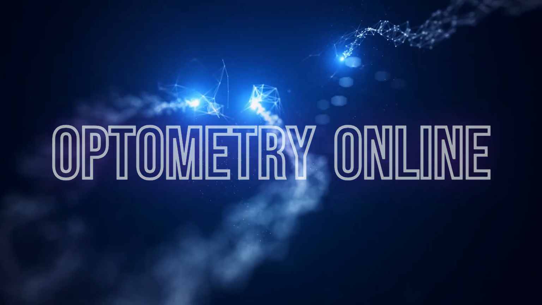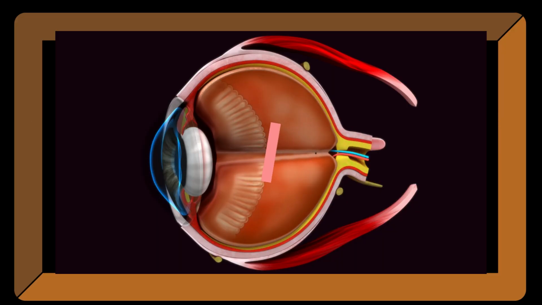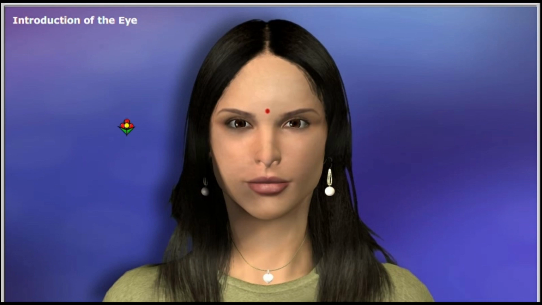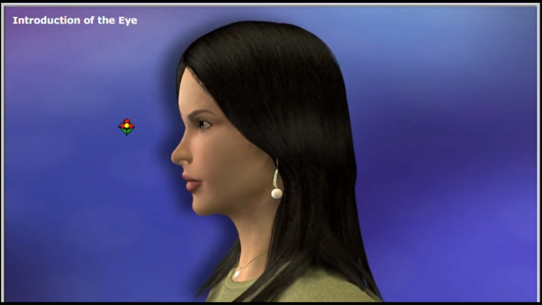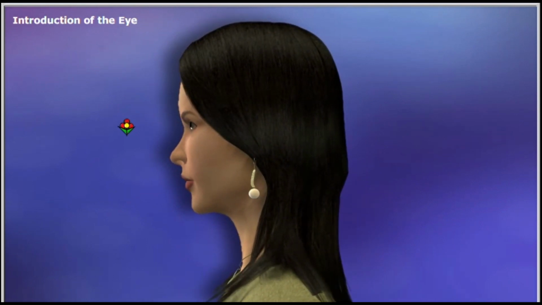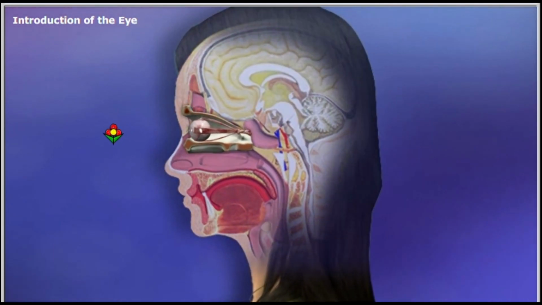Let us learn about the anatomy of the eyeball in this video. The eye is one of the most important sense organs in our system. It visually connects an individual to the outside world. Its main function is vision, or seeing.